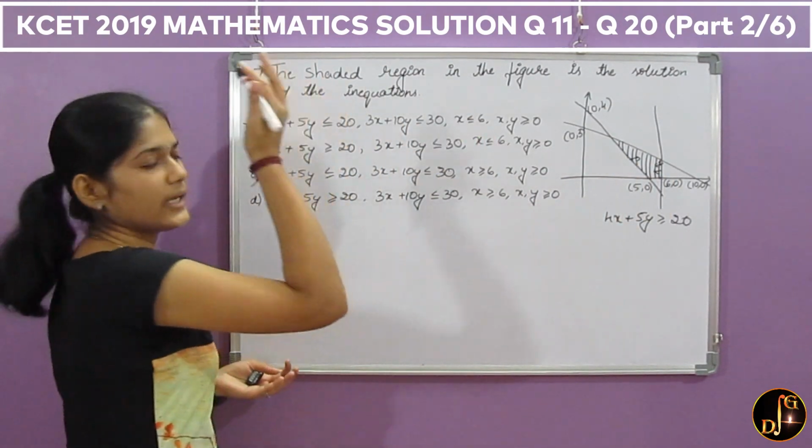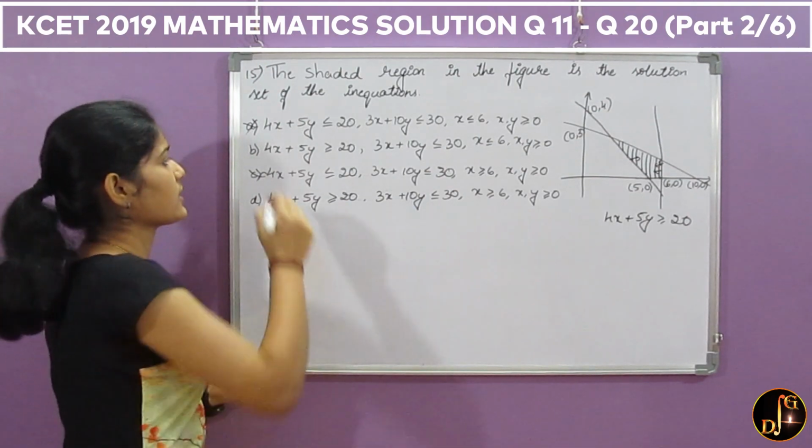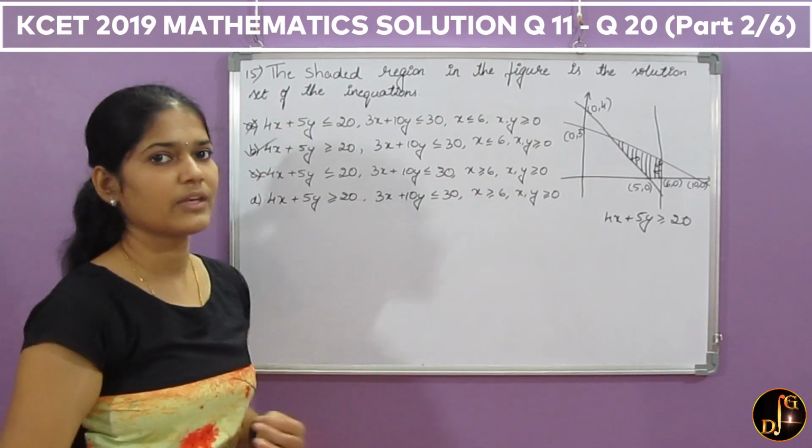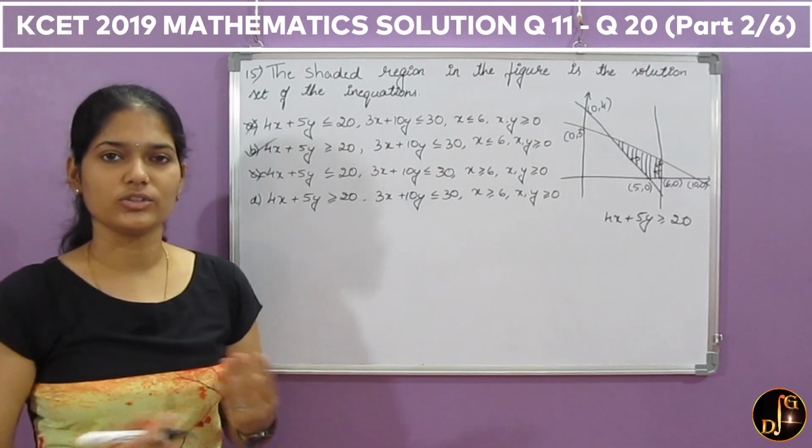In option B we have x is less than or equal to 6. So this is the correct option, right? Now let's move on to the next problem.